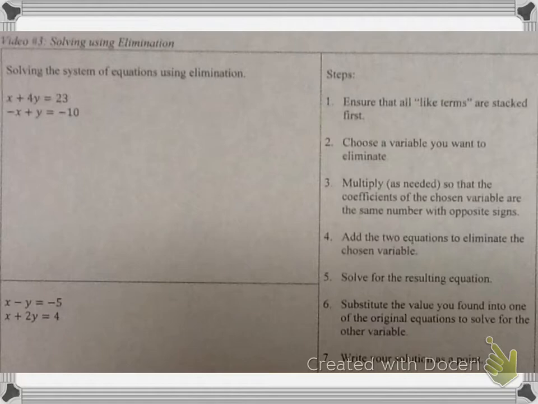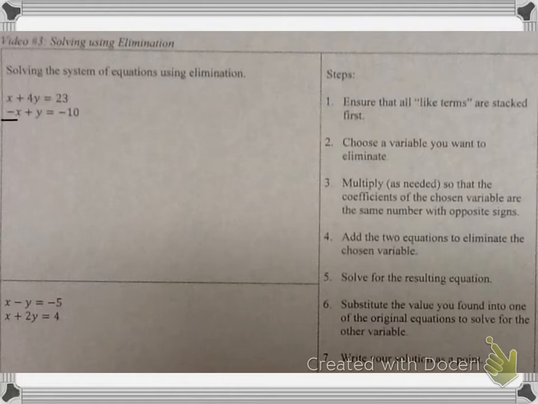Then the next thing that I want to do is choose a variable that I'm going to eliminate. Ideally, I would like to add straight down and get somebody to disappear. Hopefully I don't have to do any multiplication to make that happen. So in our first example here, we don't have to do any multiplication. If I add straight down, I know that my x's are going to cancel each other.